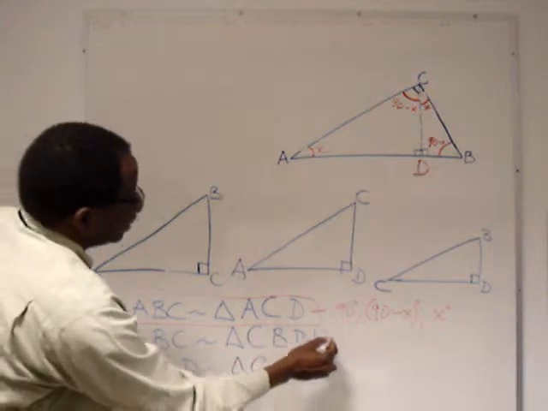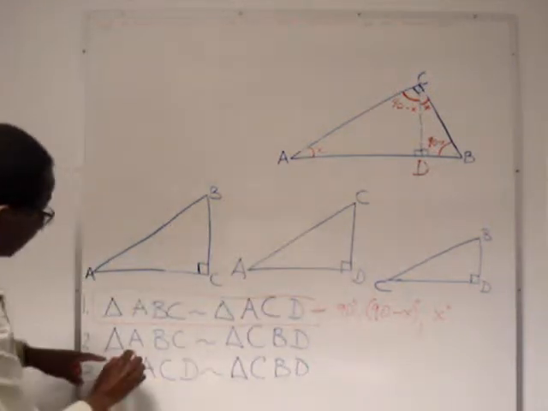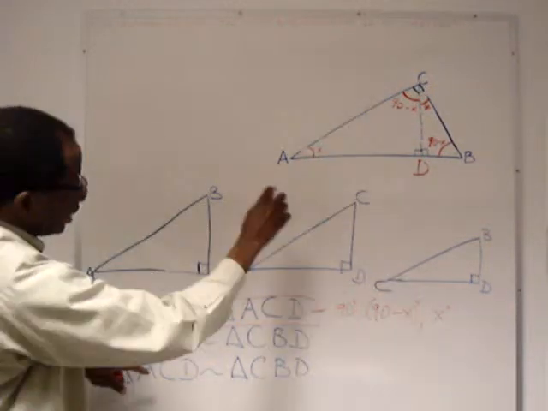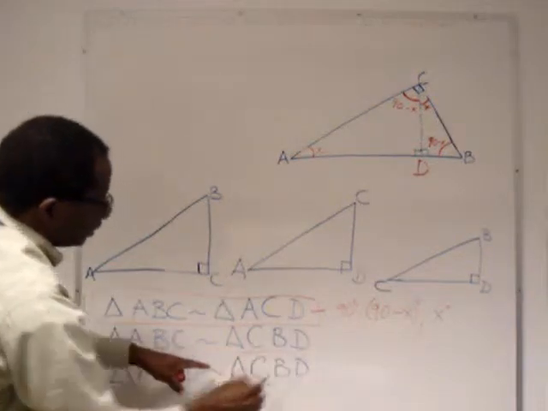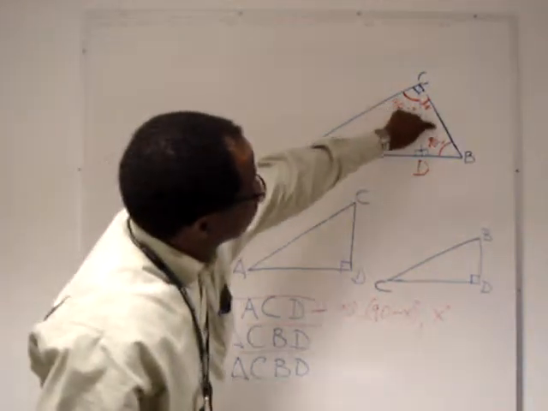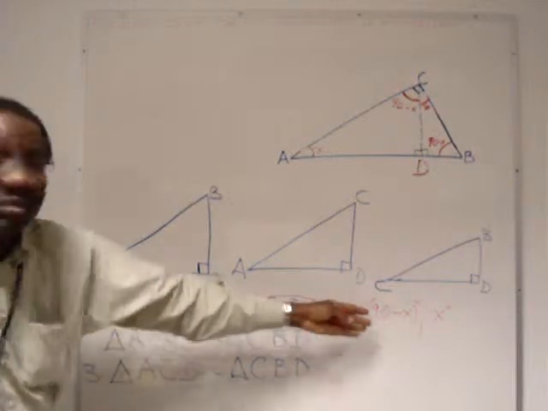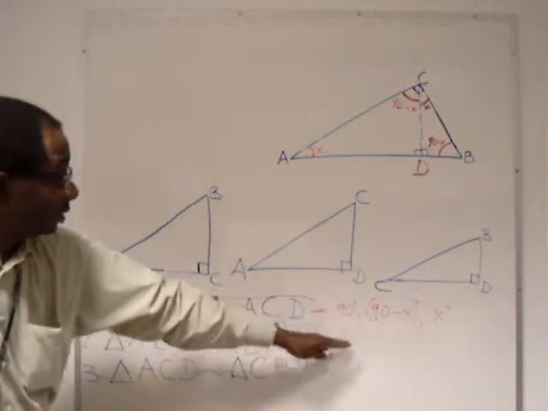You can see the same when you do the big triangle, the initial triangle, and the smaller of the two. Use the same reasoning and you'll see that is the case.